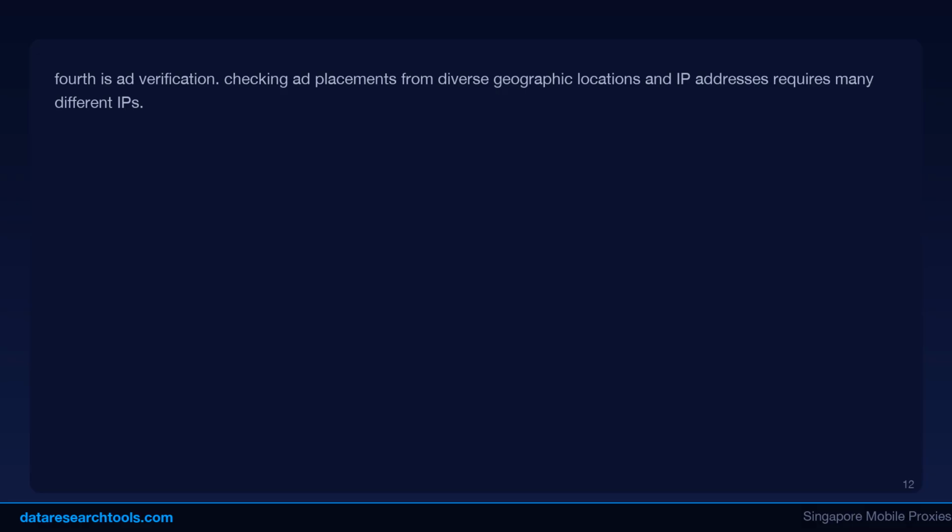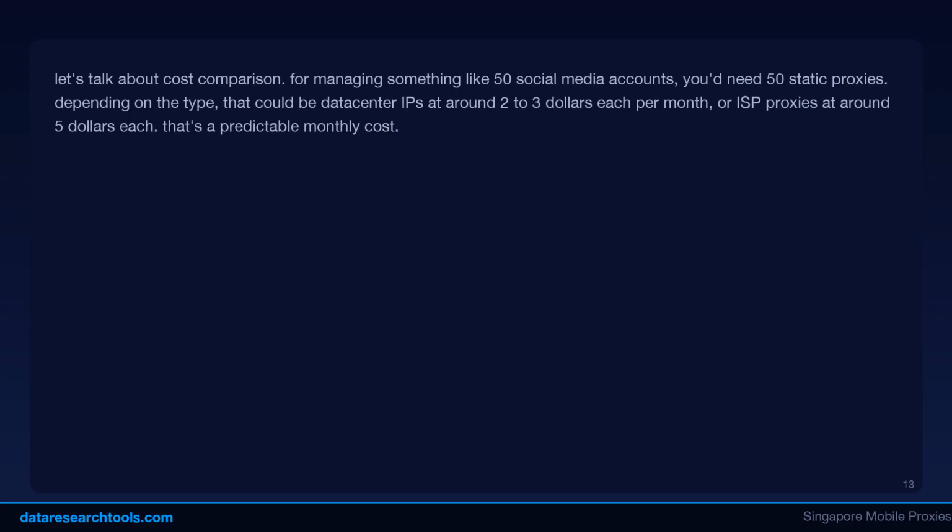Let's talk about cost comparison. For managing something like 50 social media accounts, you'd need 50 static proxies. Depending on the type, that could be data center IPs at around $2 to $3 each per month, or ISP proxies at around $5 each. That's a predictable monthly cost.